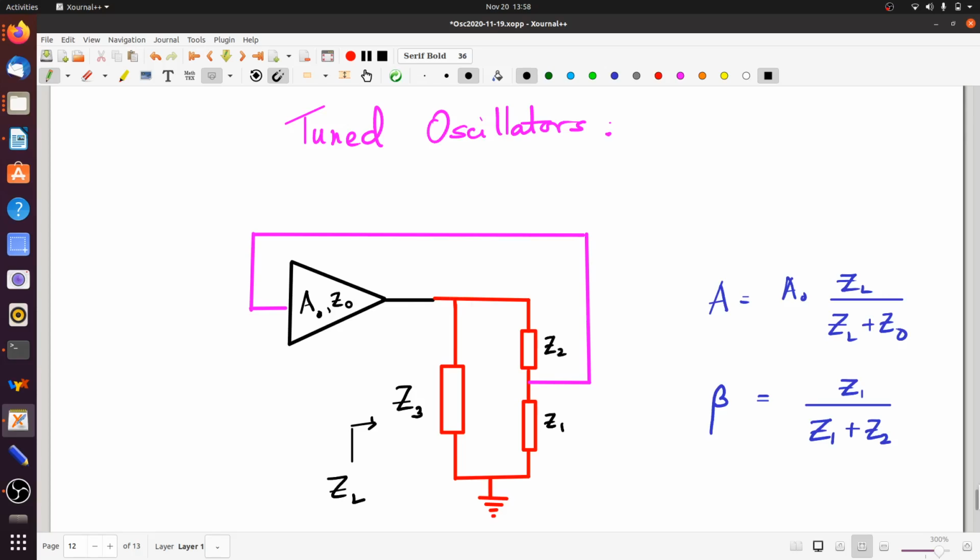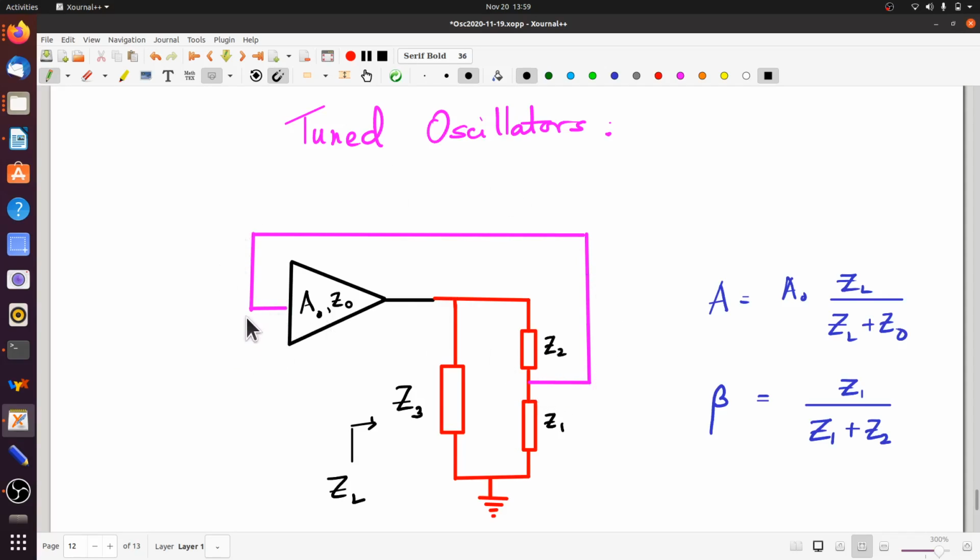Now, here I have shown you a schematic of a tuned oscillator where you have an amplifier, the part in black here, which has some gain A0 and an output impedance ZO. And what you have are three impedances connected like this, Z3 in parallel to this Z2, Z1 series combination, and the whole thing is fed back. This voltage is fed back to the input.